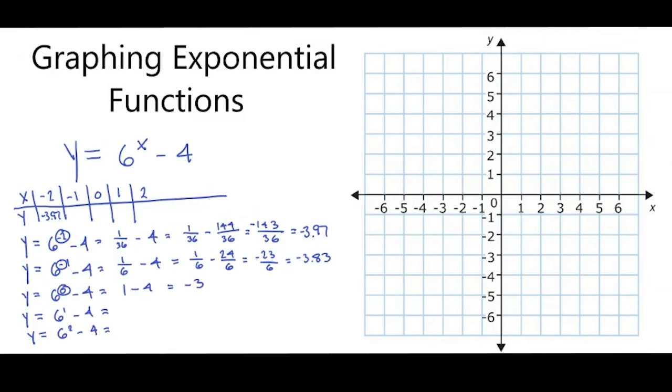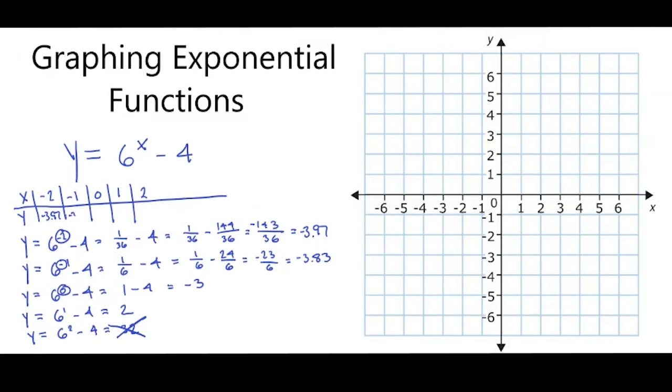All right. And 6 to the first power is 6. So 6 minus 4 is 2. And 6 times 6 is 36. 36 minus 4 is 32. Well, right off the bat, I know I'm not going to be able to graph that 32 on this graph. So I will plot the coordinates I can.